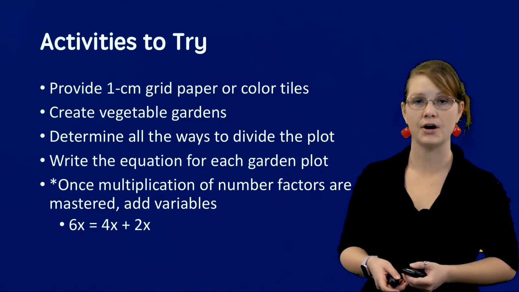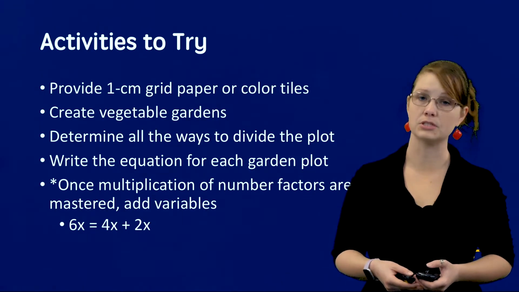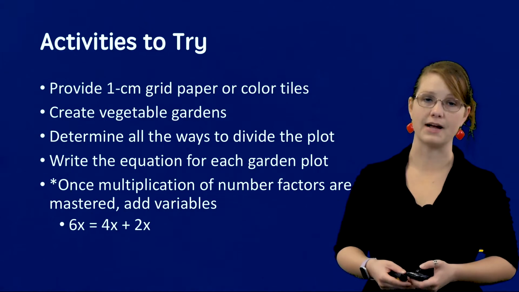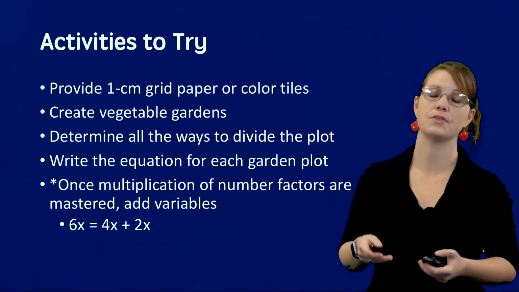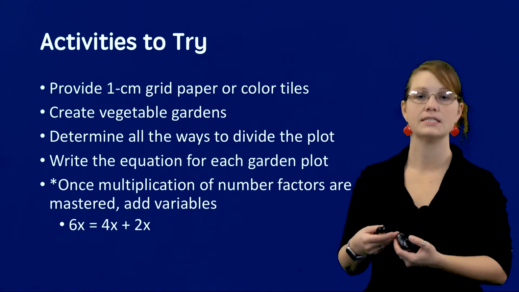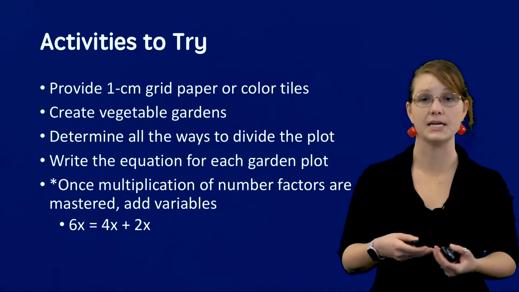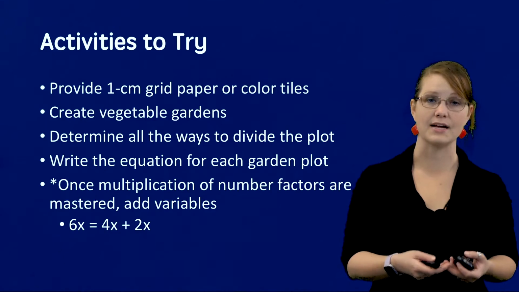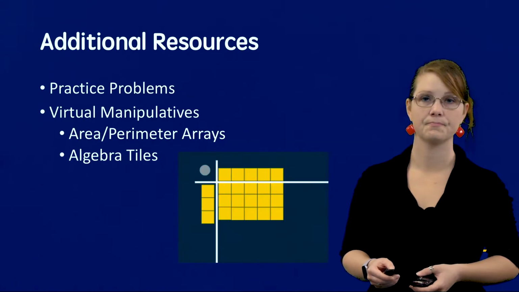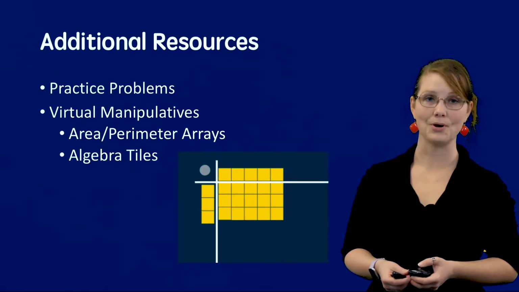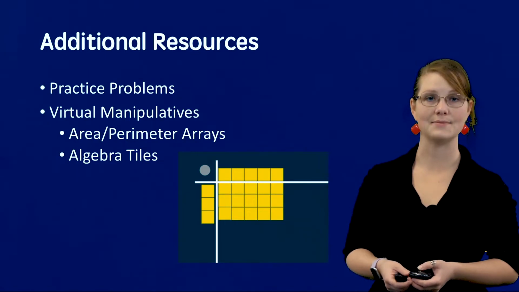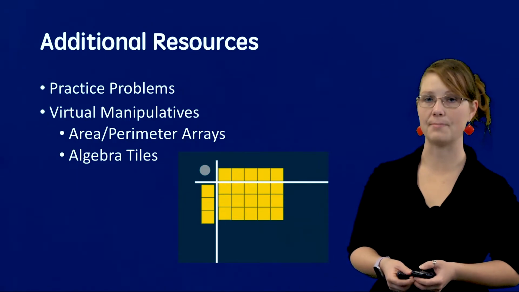Once the students are comfortable with the distributive property with multiplication of number factors, replace one factor with a variable. For example, 6x equals 5x plus 1x, and eventually 6x equals 5x plus x. For additional practice problems, check out the Khan Academy's lesson practice on the distributive property.